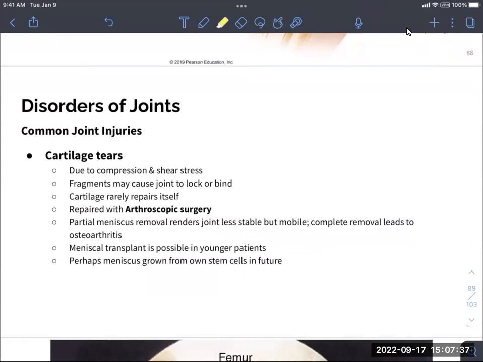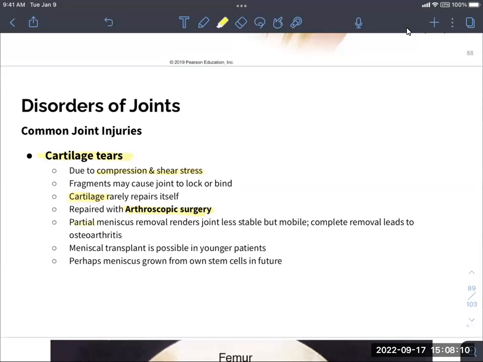So let's look at some of the disorders of joints. We can have cartilage tears. It's usually repaired with arthroscopic surgery, because cartilage doesn't repair itself. Remember, it doesn't have direct blood supply like bone or tissues do. So a cartilage tear could be due to compression, or just stress on that joint can cause cartilage to tear.